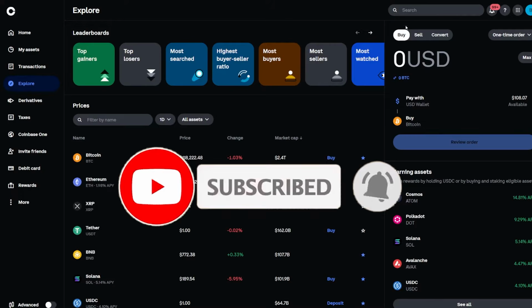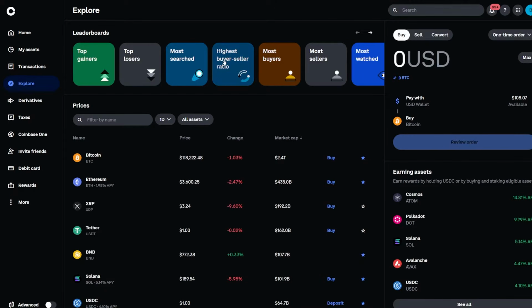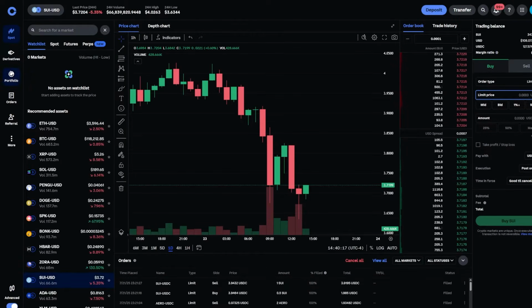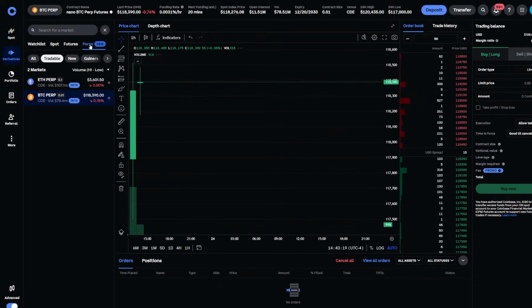Now, once you're on your normal Coinbase interface, I have mine in dark mode, but it might look a little lighter, but you're going to want to go down to the very bottom left and click on Advanced. Now, from here, you're going to go over to Derivatives, click on this, and then you're going to go to Perpetuals, which is going to be the new feature. You can even see right here that it has a little button that says New.